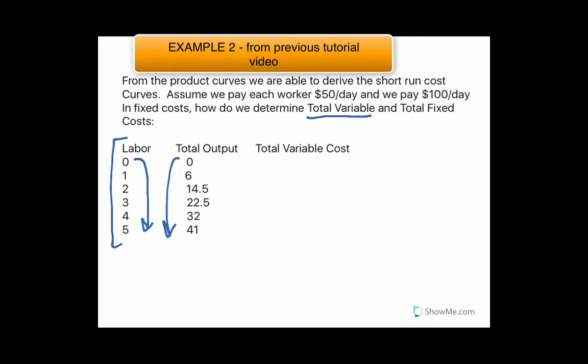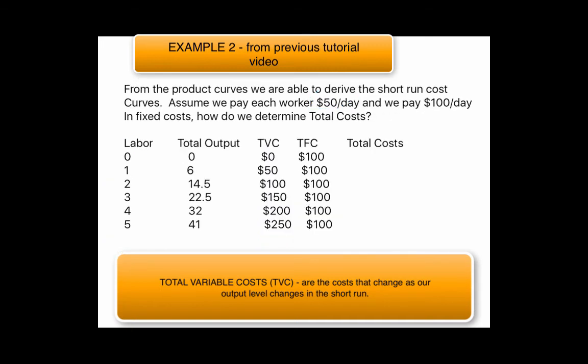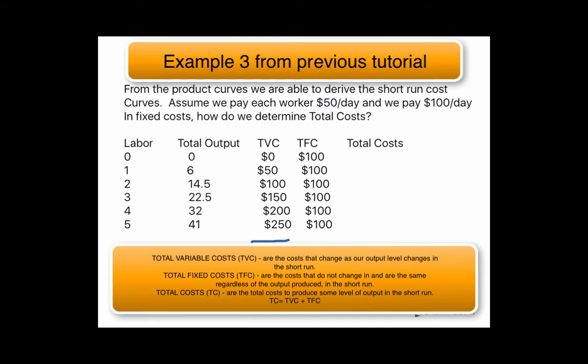The variable cost, the total variable cost at a labor of 0 is 0, because if we have 0 workers, we don't have to pay anyone. So that one was easy. Okay, well what about when we move to 1? Assuming we pay each worker $50 a day, 1 laborer, $50. 2 laborers, $100. 3, $150. So for right now, all we're doing is multiplying the wage by how many laborers we have to get total variable cost.